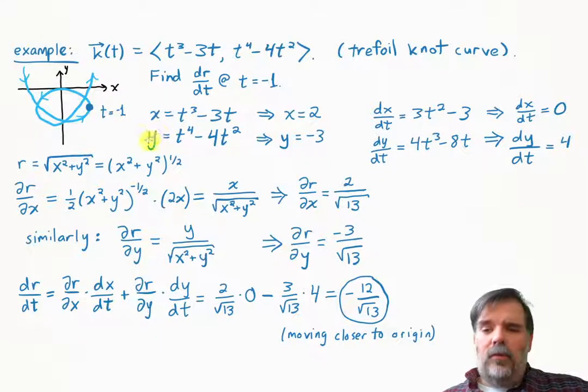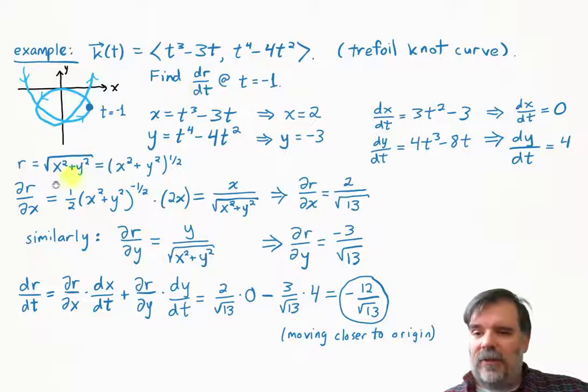Let's examine the behavior of y. So y is the second component function, t to the fourth minus 4t squared. When t equals negative 1, y equals negative 3. Also, the derivative of the function is 4t cubed minus 8t. When t equals negative 1, this derivative, dy dt, is equal to 4. Right, so in this case, the point is moving upwards. That's what this derivative tells us. But again, we'd like to determine what's dr dt. How's the distance from the origin changing?